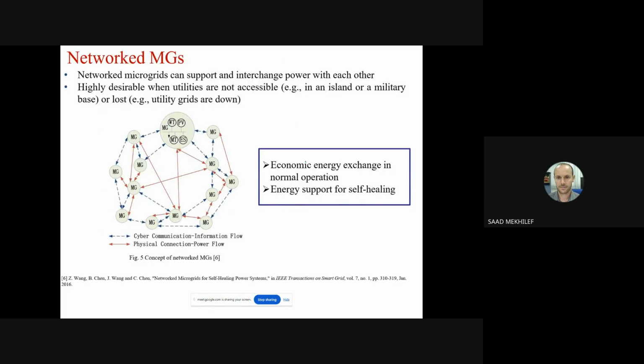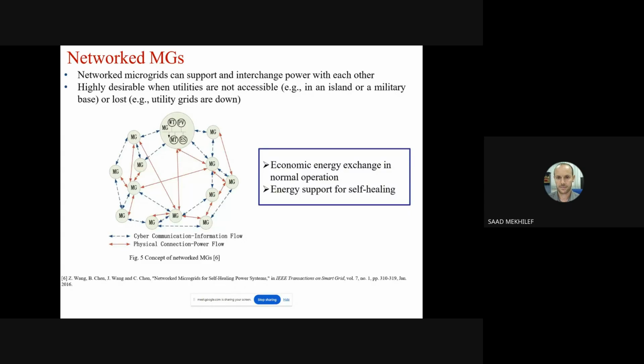Just now we're talking about the networked microgrids. So this is how it looks. When you have interconnected microgrids, they can support and exchange power with each other. They are highly desirable when utilities are not accessible.